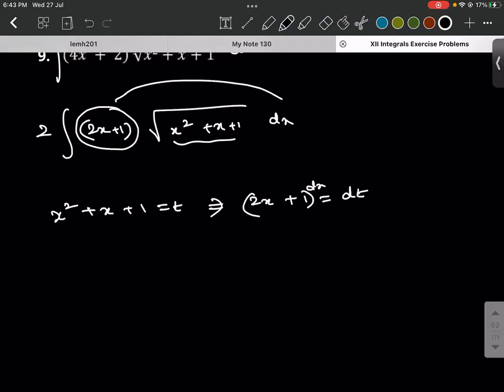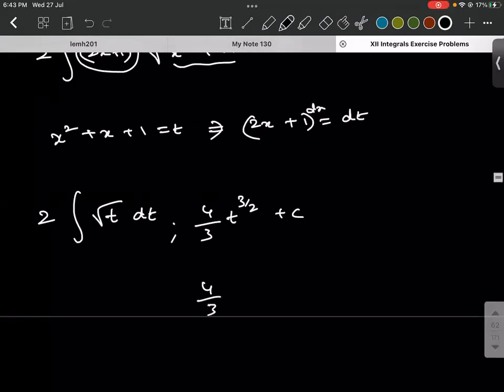So 2x plus 1 dx is here. So 2 into integral of root t dt. Beyond this I guess you can do it. You will get 4 by 3 t power 3 by 2. So 4 by 3 into t power 3 by 2 plus c. Is this the answer? Root of x square plus x plus 1. This will be the answer.